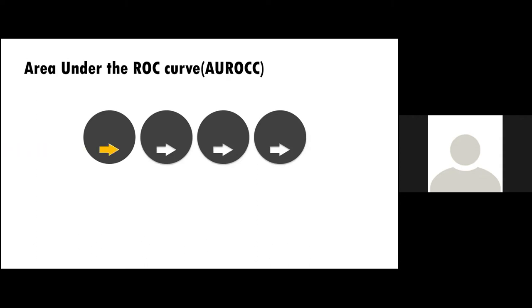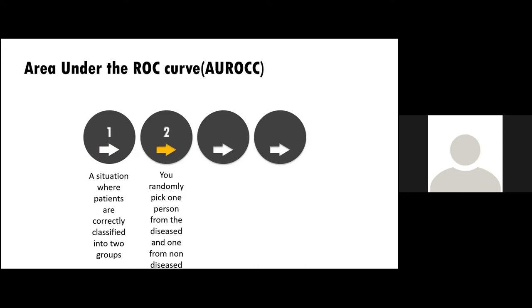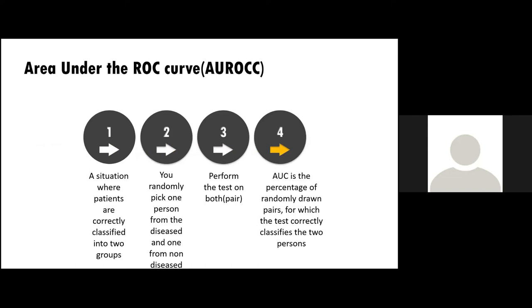So the area under the curve, we define this as a situation where the patients are correctly classified into two groups. If we pick randomly one person from the diseased population and one person from the non-diseased, and perform the test on both these individuals, then the area under the curve is the percentage of randomly drawn such pairs for which the test accurately classifies the two persons, the person with the disease and the person not having the disease. So basically, AUC is the percentage of randomly drawn pairs, one diseased and one non-diseased, for which the test correctly classifies the two persons.